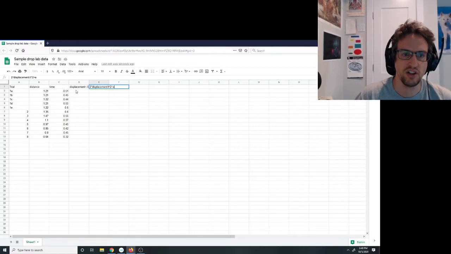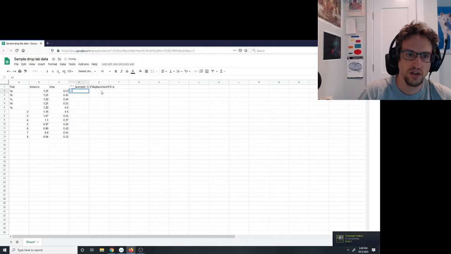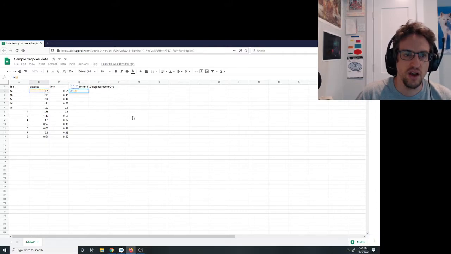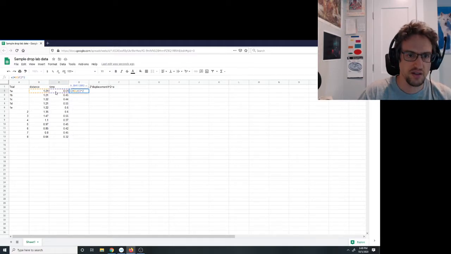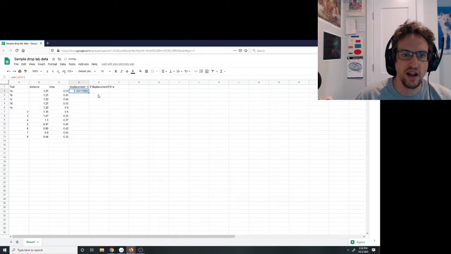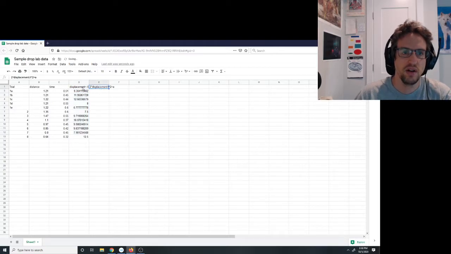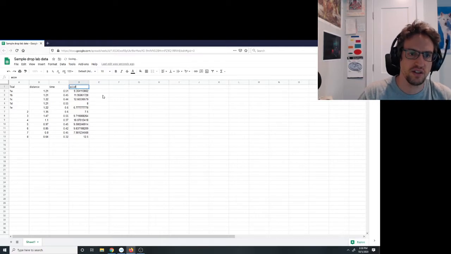I want to find the acceleration in this box here. So I'm going to put in equals 2 times the displacement, and I click on the distance here, because that's basically displacement. I know I'm losing a negative sign, but that's okay. Divided by t to the second, so I click on the time, to the second. And then if I want that to propagate down, I click here and I drag. Okay. So now I have my acceleration for each of these.